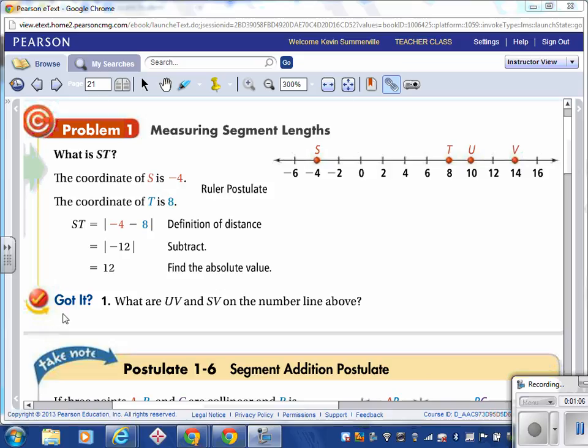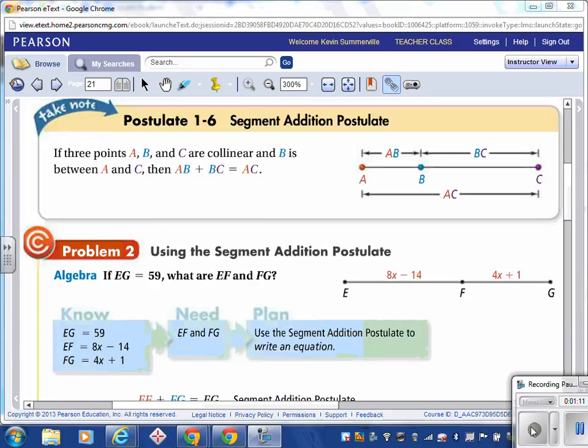Let's take a look at Got It number 1 and see what we come up with. Let's take a look at postulate 1-6, the segment addition postulate. What's that trying to tell us?